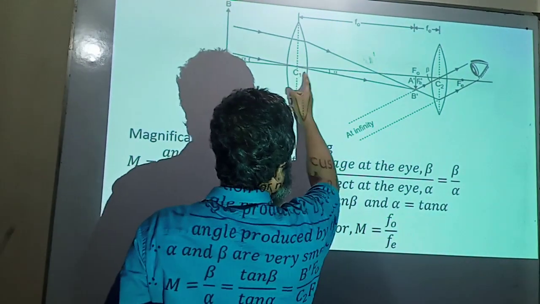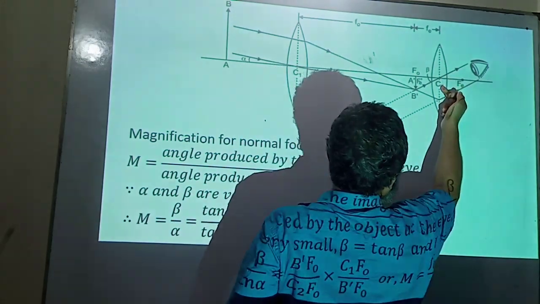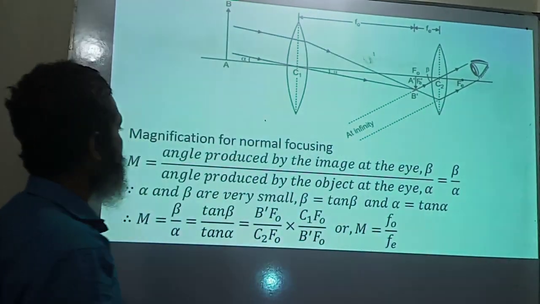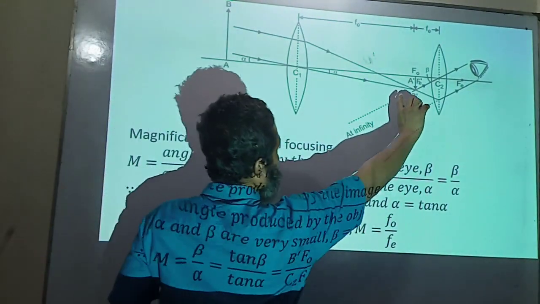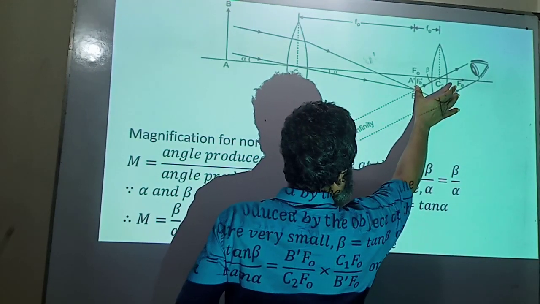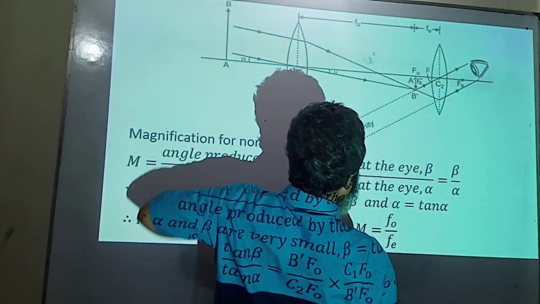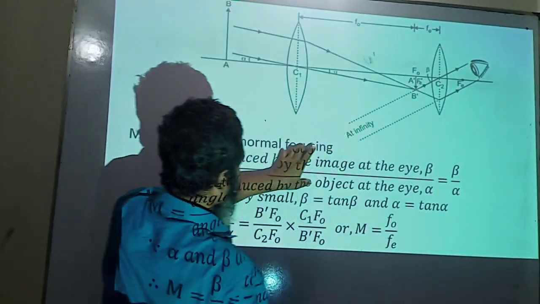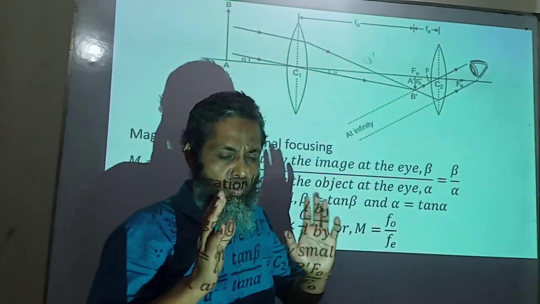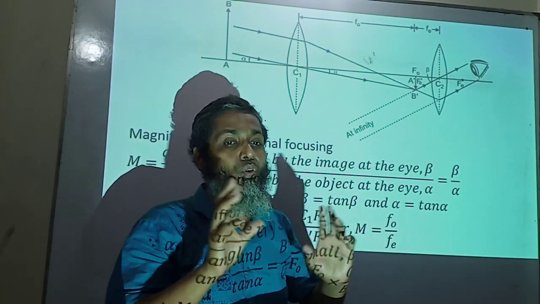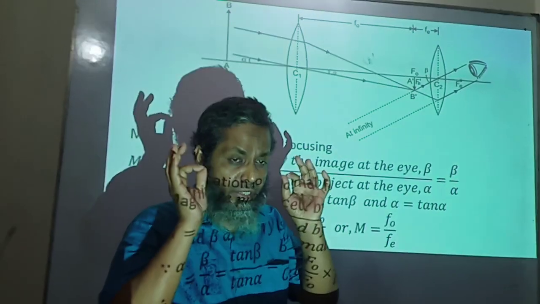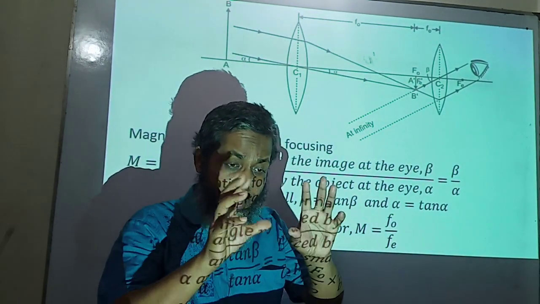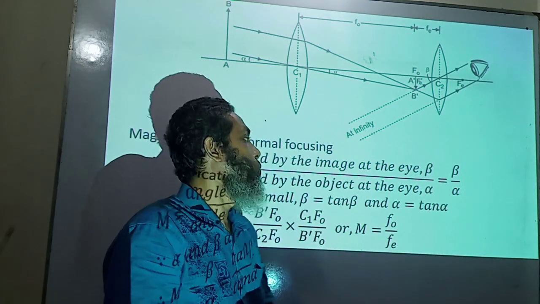That's why from C1 this one is f naught, and from C2 this point is fe. Okay, and the rays are meeting here. This image is the object for the eyepiece, at the principal focus of the eyepiece. So the image will be formed at infinity. It will be very big but not clear. It will be blurred. That is the first condition we will have. This is normal focusing, that is, we are getting the object within our view.